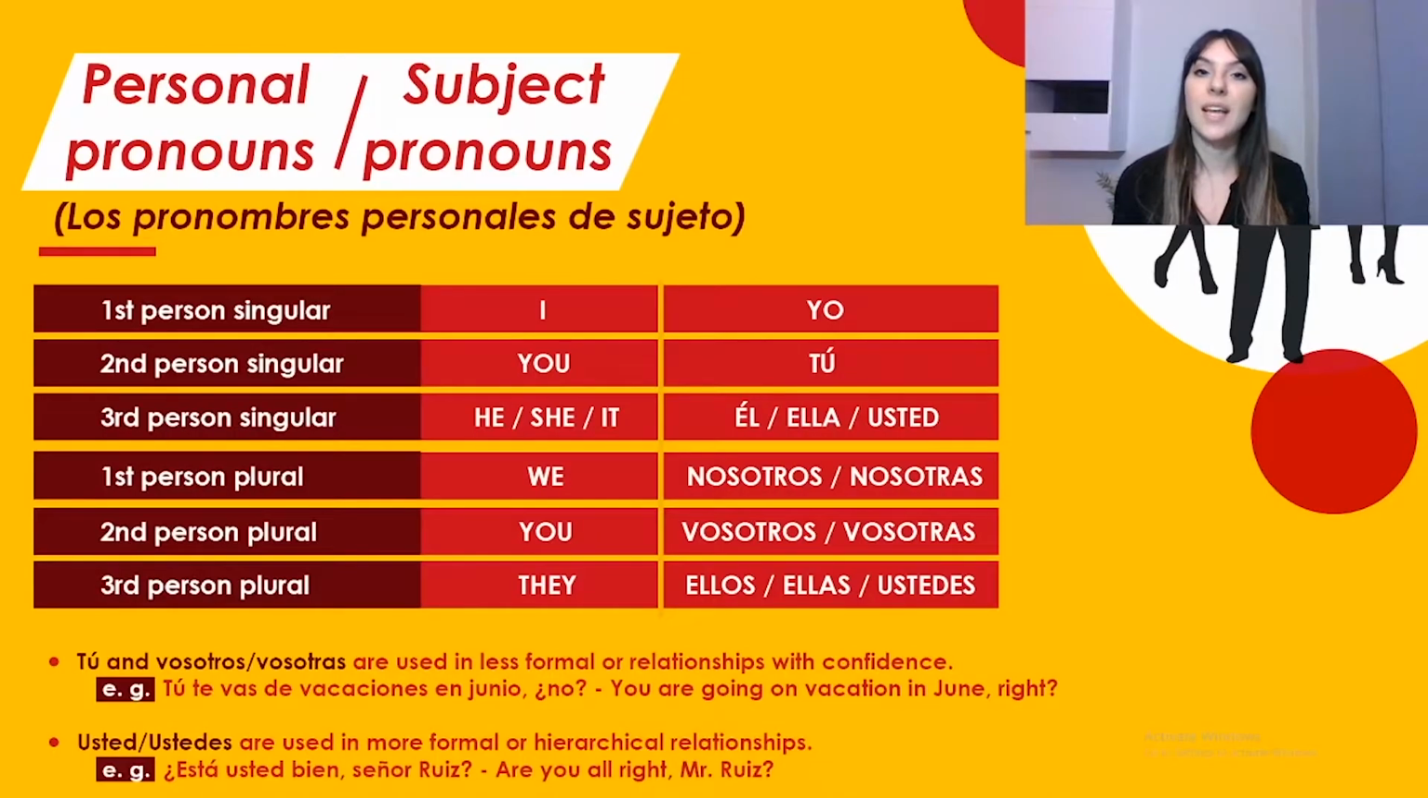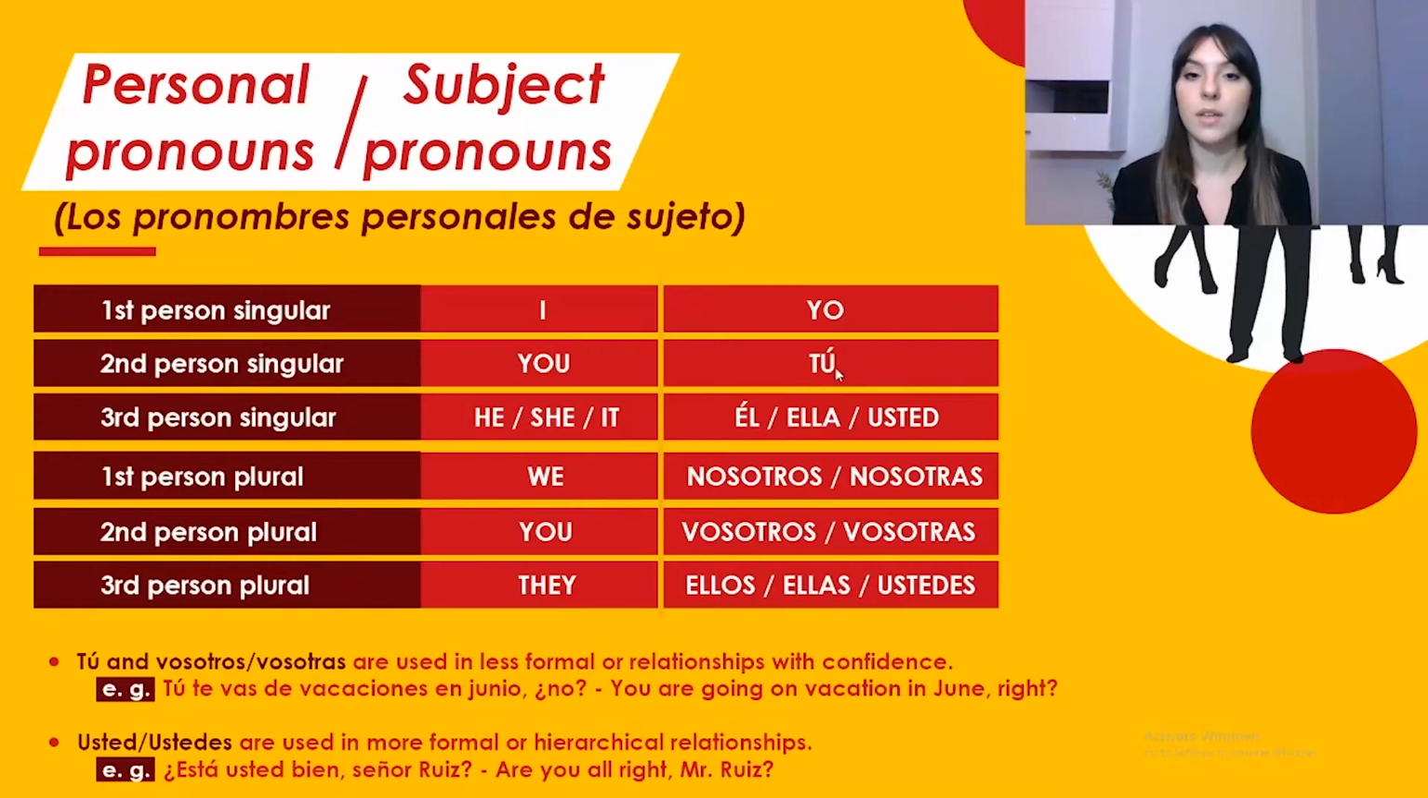We will start this lecture with subject personal pronouns. We use them as a substitute for nouns when it is clear who or what is being talked about, and they carry out the action of the verb. So let's go over them. The first person singular is yo. The second person singular is tú.